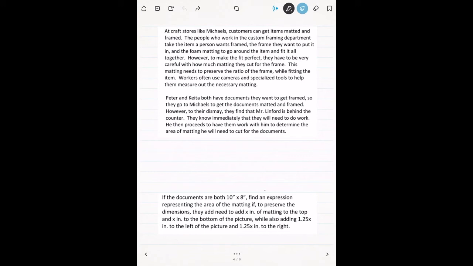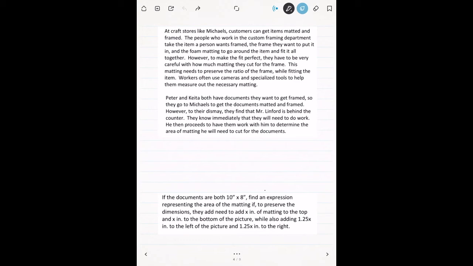What they do is they take the item that the person wants, the frame that they want to put it in, and the foam matting that goes around the item, and they fit it all together. So when you go to Michaels, they have different trims for frames, they have different colors for matting, and you basically say, I want this mat and this frame, and they have to assemble the frame for you. They have to take the different pieces of the frame. They have to take the matting, cut it around, and fit it to the photograph or the painting or the document, whatever, and they assemble it all into one picture frame for you.